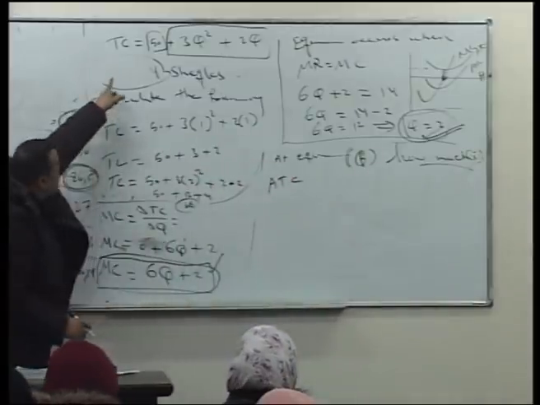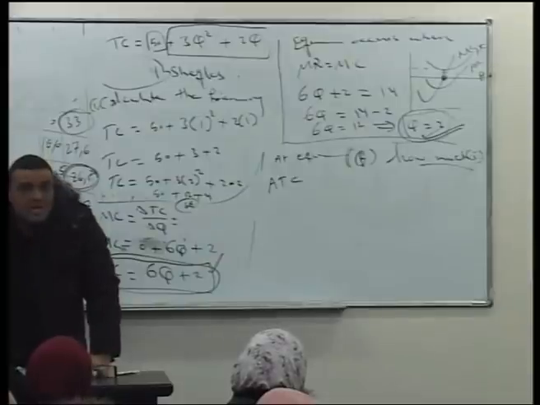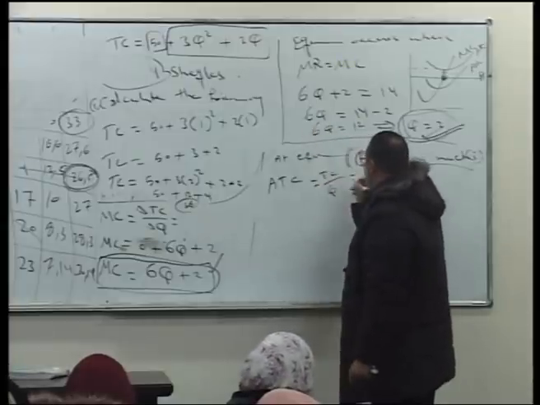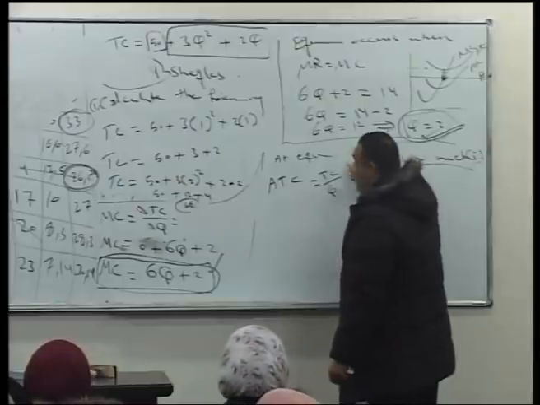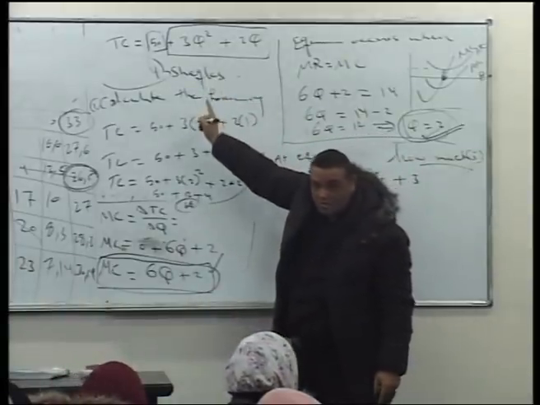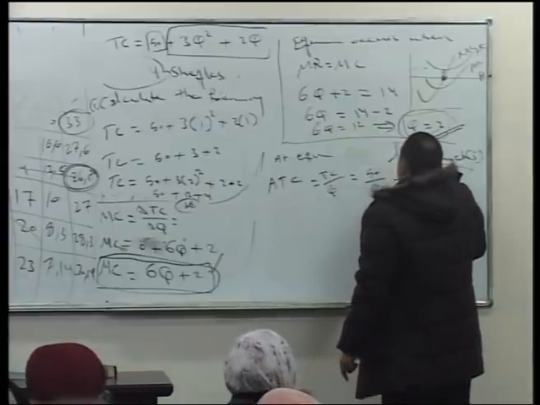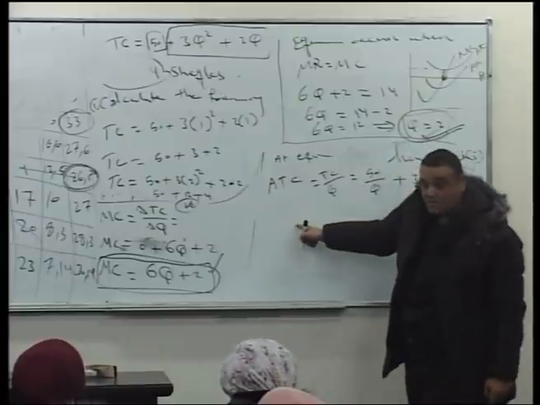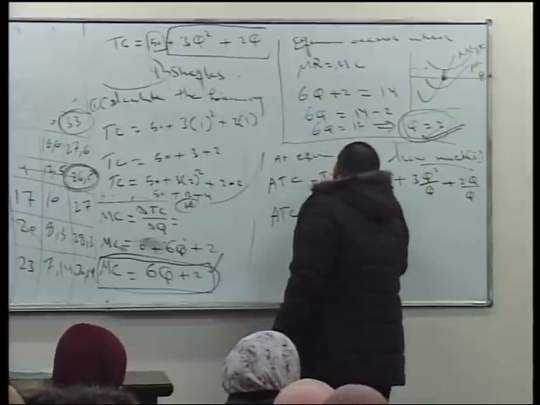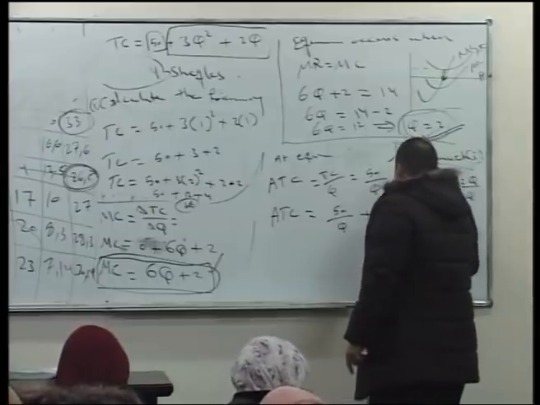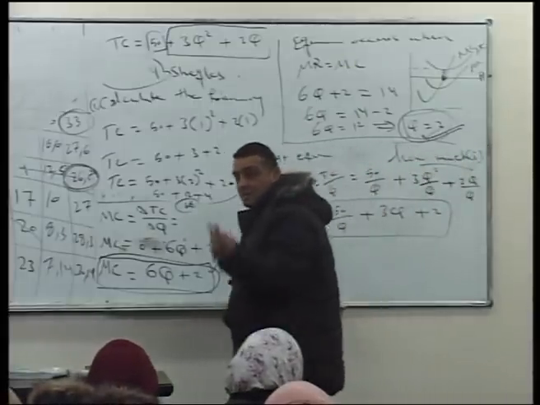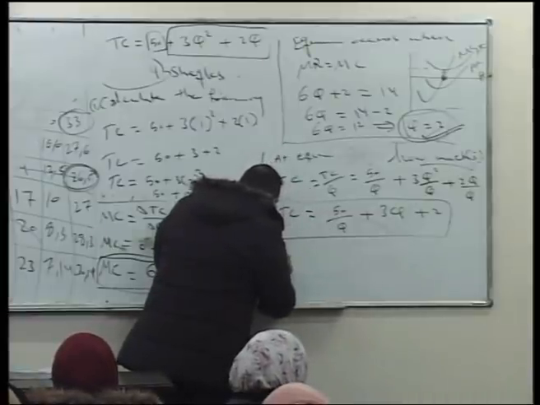Where is the function? This is TC. ATC equals TC over Q, which equals 50 over Q plus 3Q squared over Q plus 2Q over Q. So ATC equals 50 over Q plus 3Q plus 2. This is the function I want to work on. At equilibrium Q equals 2.